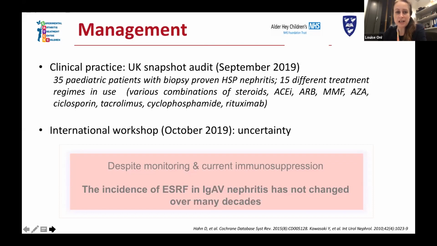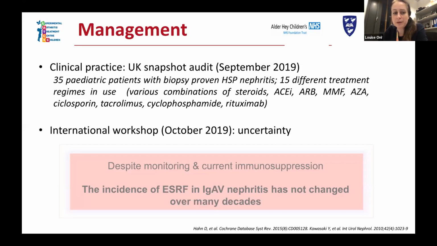We've recently done a snapshot audit of our clinical practice where we looked at the last 3 patients in each of our paediatric centres. And so we had 35 paediatric patients with biopsy-proven HSP nephritis. And what we found was that across the UK, there were 15 different treatments being used. And these included various combinations of corticosteroids, ACE inhibition, mycophenolate, azathioprine, cyclosporine, tacrolimus, cyclophosphamide, and even rituximab. And so there's massive variation in practice, even within one country.